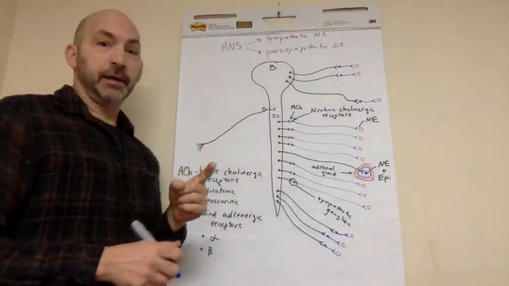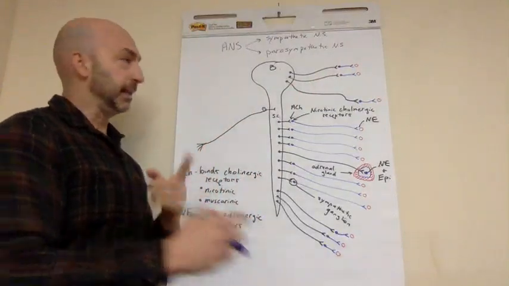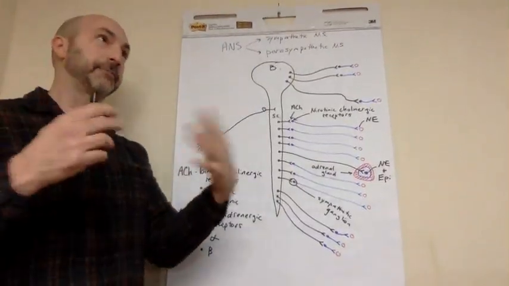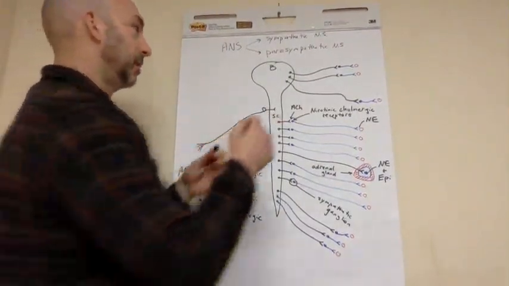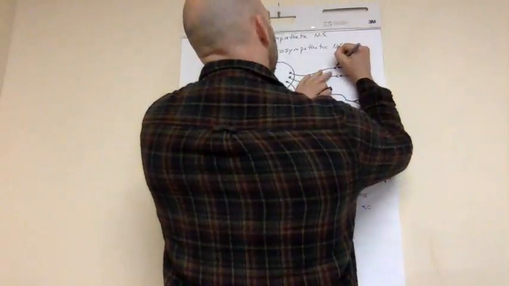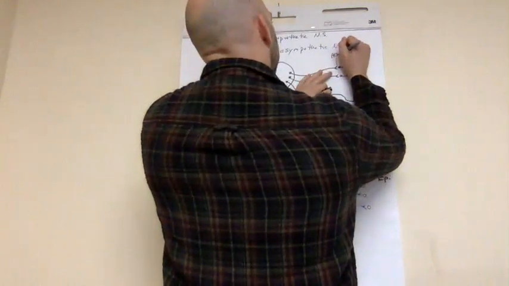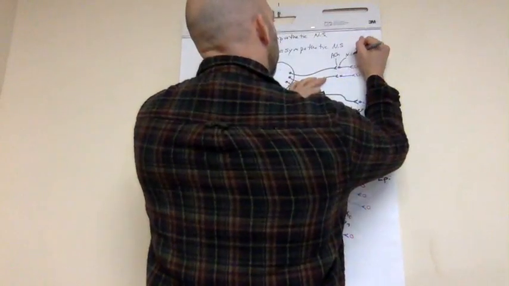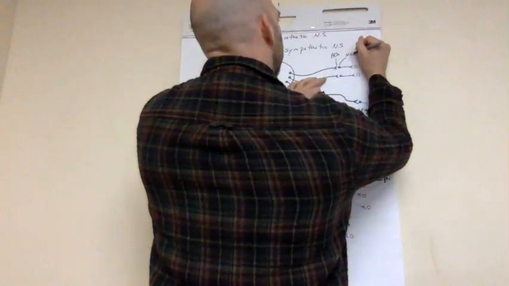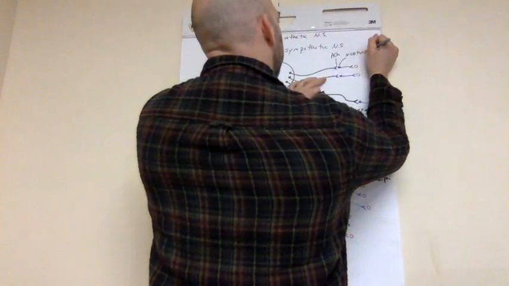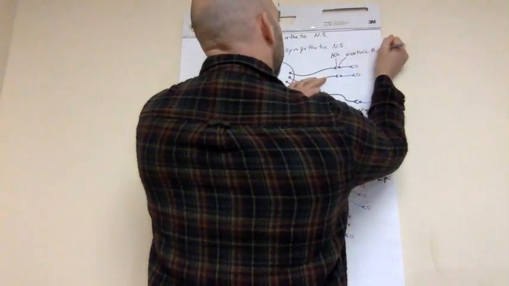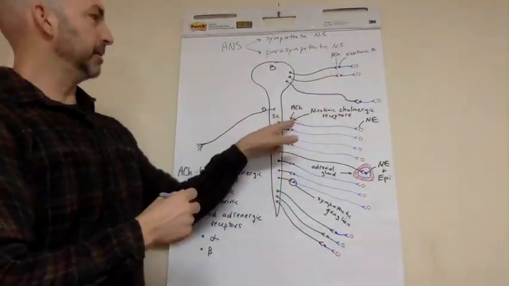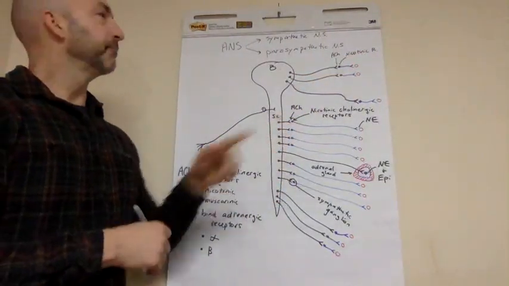The nice thing about the parasympathetic ganglia is they look just like the sympathetic ganglia. So in terms of what's released and what they bind to, it's acetylcholine binding nicotinic receptors. Exactly the same thing that we saw here, right?